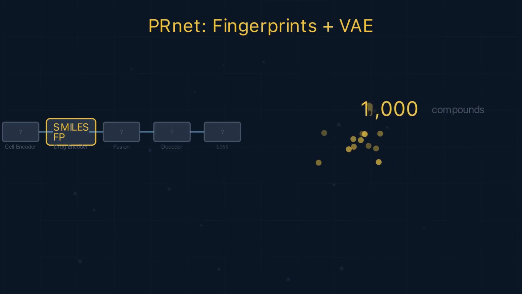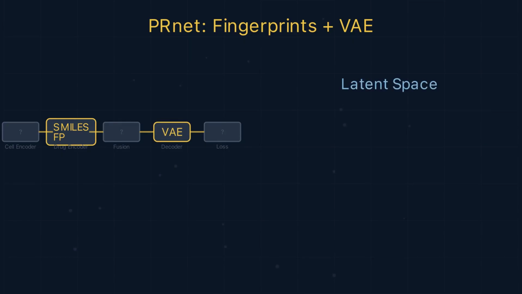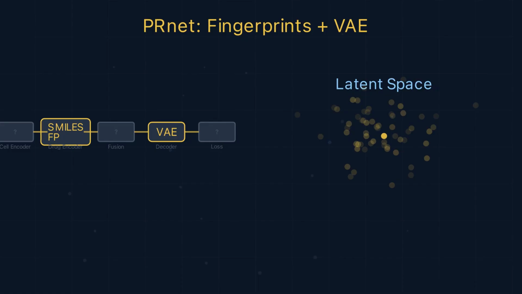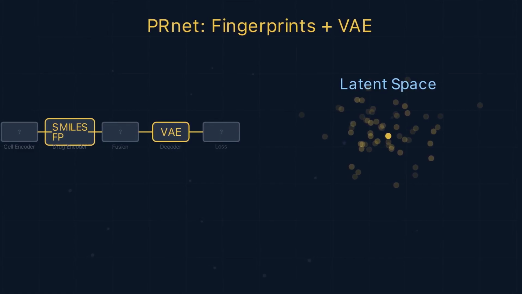1 compound. 100. 1,000. 175,000. Including molecules the model has never seen during training. The fingerprint doesn't care. It works on any valid SMILES string. Now the decoder. This is where PRnet diverges from conventional thinking. Instead of predicting a single expression value per gene, PRnet uses a conditioned variational autoencoder.